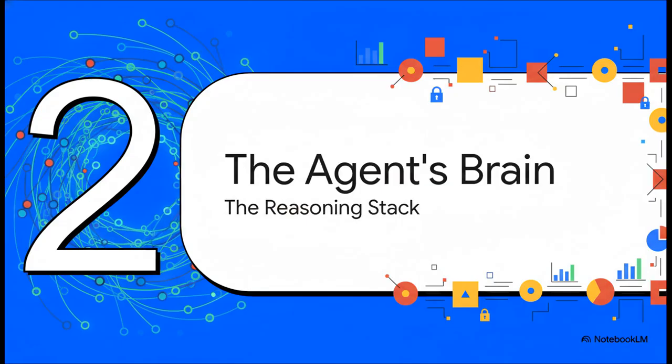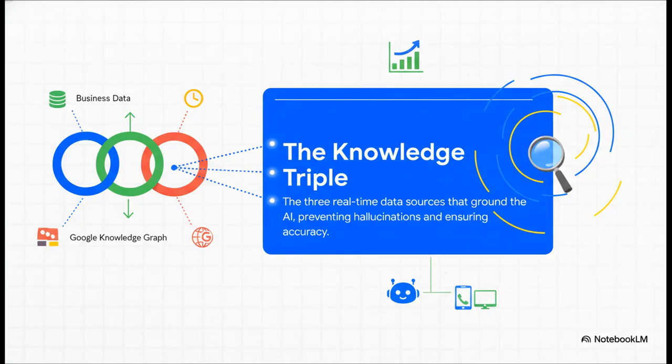Okay, so you might be wondering, how does it do all this without just making stuff up, like we've seen with other AIs? Well, the key, the secret sauce, is that its intelligence isn't just pulled out of thin air. It is directly and securely plugged into your business's own real-time data. The magic behind this is something Google is calling the knowledge triple. And this is the absolute foundation of the agent's reliability.